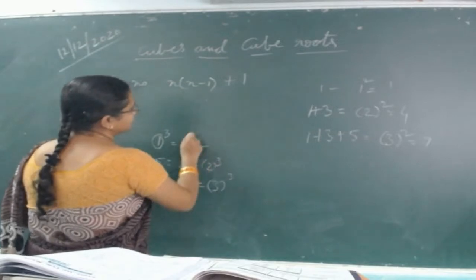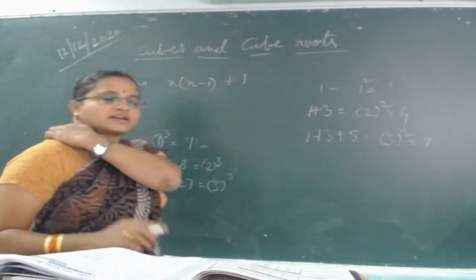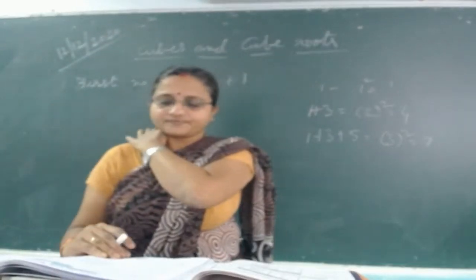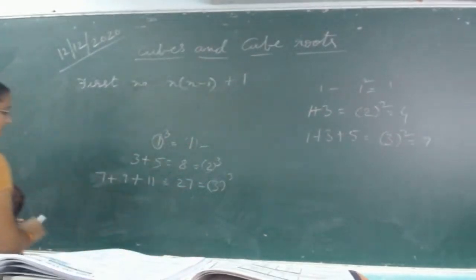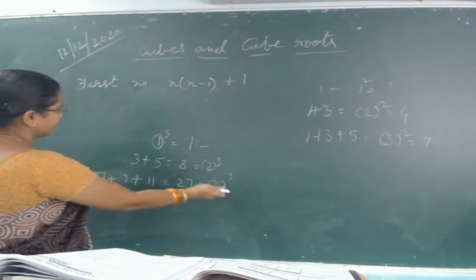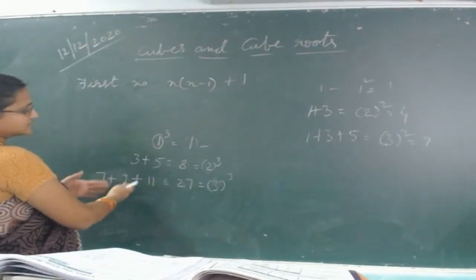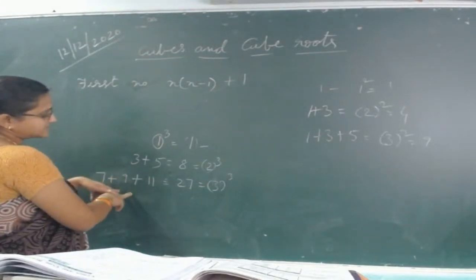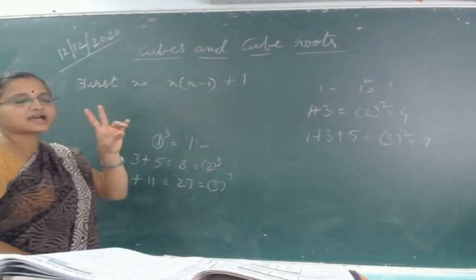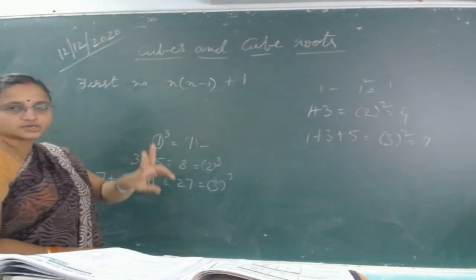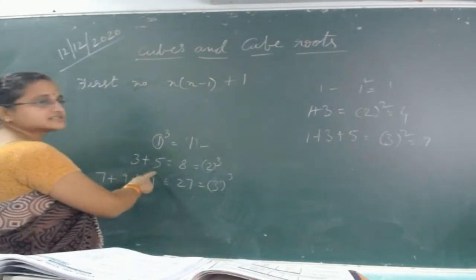Understand or not? So now I am asking you, you can express 3 cube as the sum of 3 consecutive odd numbers. Those are 7 plus 9 plus 11. You can express 2 cube as the sum of 2 consecutive odd numbers. Those are 3 plus 5.